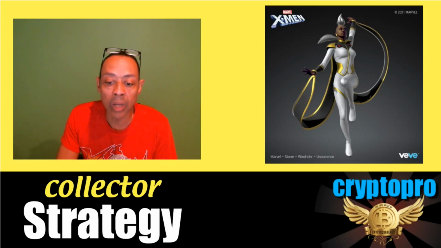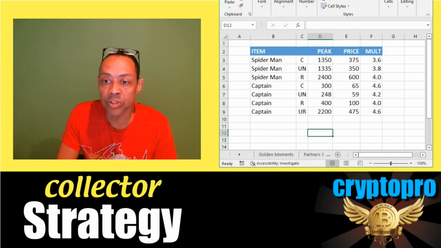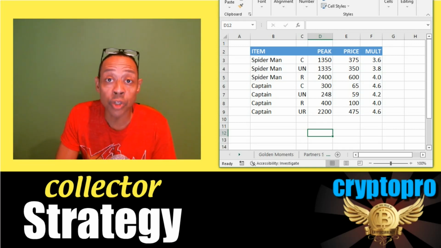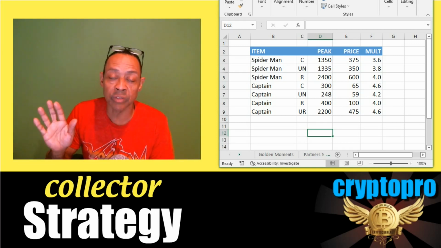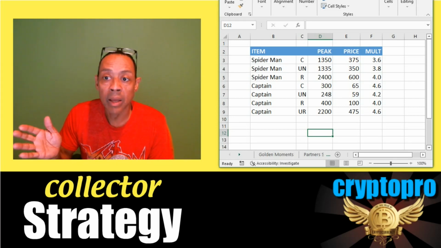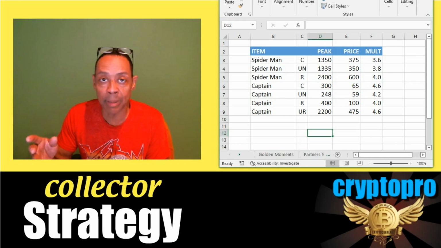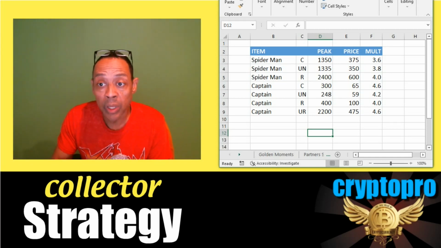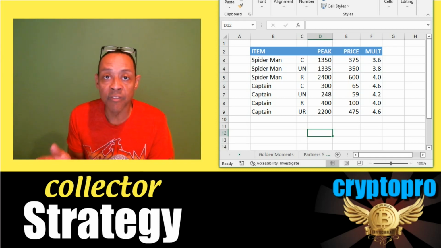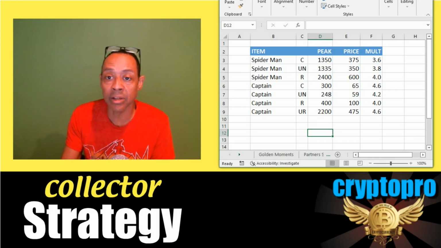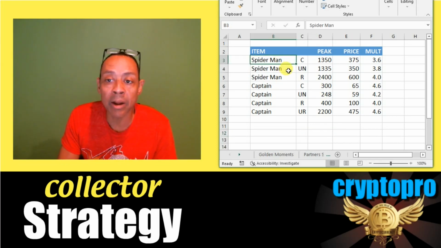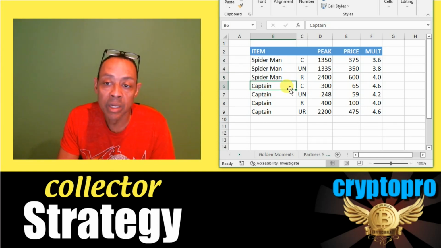So we're going to start out with the spreadsheet. First of all, let me just show you the items that I'm comparing. And I'm showing you how to do this yourself. I'm not listing this spreadsheet anywhere, and I'm also not keeping copies of the charts, but this is step by step so you can do this on your own. It's not that complicated. Very, very basic math, okay? So we have Spider-Man, common, uncommon, and rare, and then we have Captain America, common, uncommon, rare, and ultra rare.